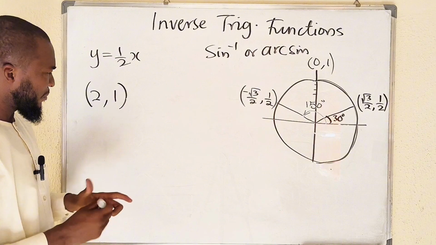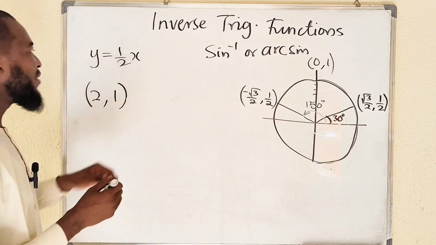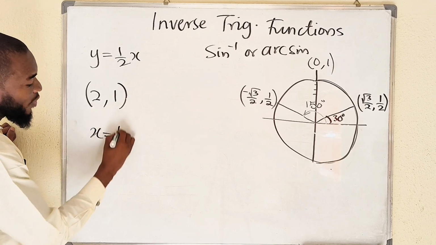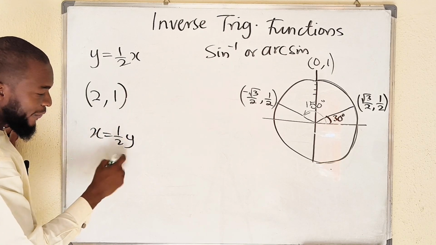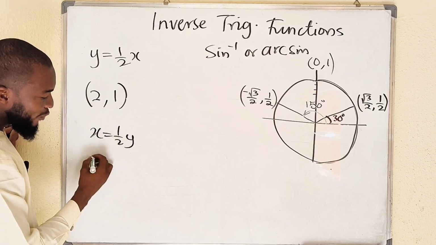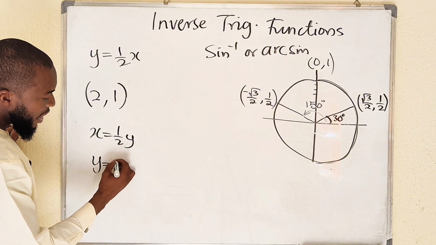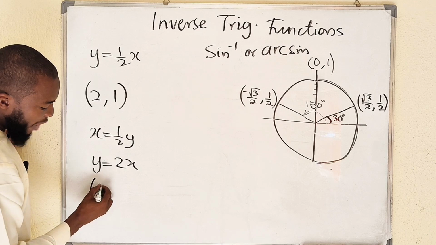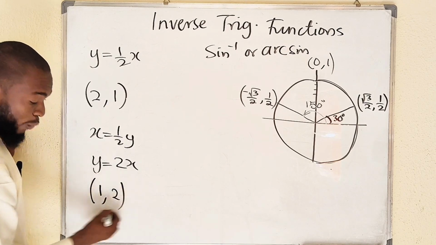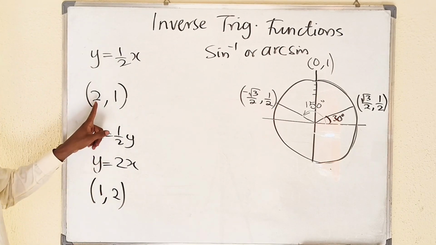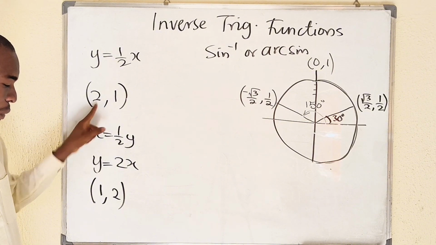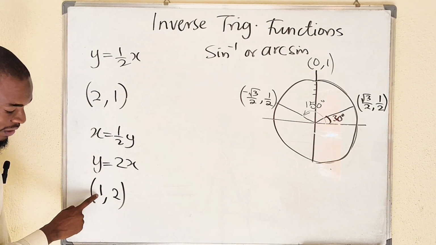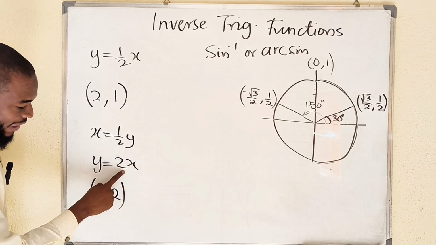So the question is, what will be the inverse of that function? You can swap x and y to have x equal to 1 over 2 y. Then you solve for y. By multiplying both sides by 2, you have y equal to 2x. So you should know that the input will now be 1 and the output will be 2. And we're going to test it. Here the input is 2, but the input here will be 1. So let's see. If x is 1, 1 times 2 is 2.